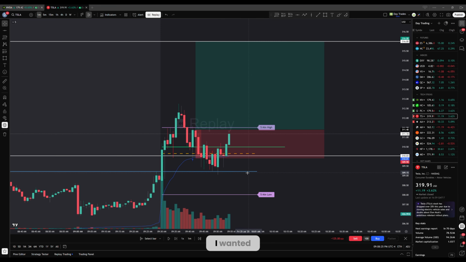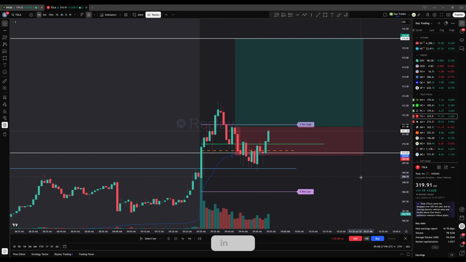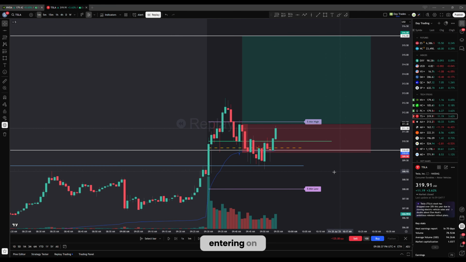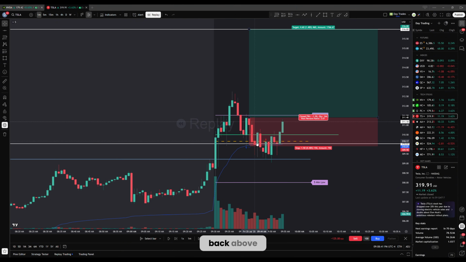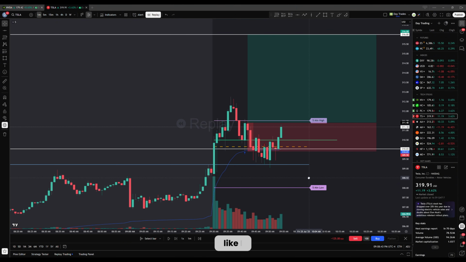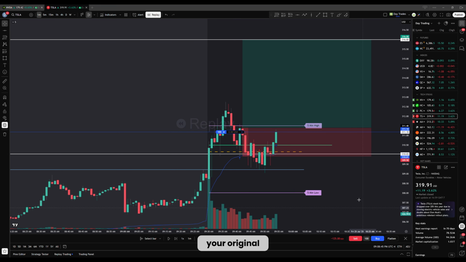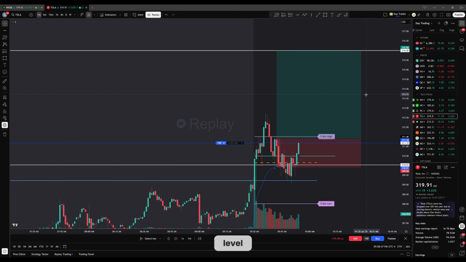The reason I wanted to show you guys this example is because in real trading environments, there's not always going to be the perfect conditions. Sometimes you're going to end up getting stopped out. But the good thing about this previous day high break and retest setup is that you can end up entering on the reclaim of that level once we actually ended up having a candle closure back above. So now we can take this trade once again, like I said, targeting now your original target being your 316 key level.